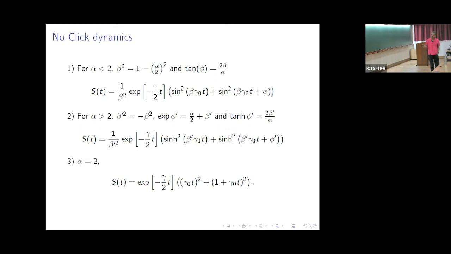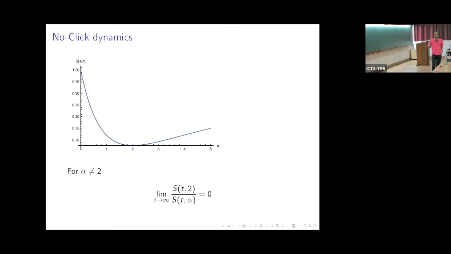So when alpha is less than 2, we get this expression for alpha. And so what we notice here, more importantly, is that the functional form of the survival probability undergoes a formal transition at the value of alpha equal to 2. And this can be seen as a phase transition, something that I will address also later. But we should keep this in mind.